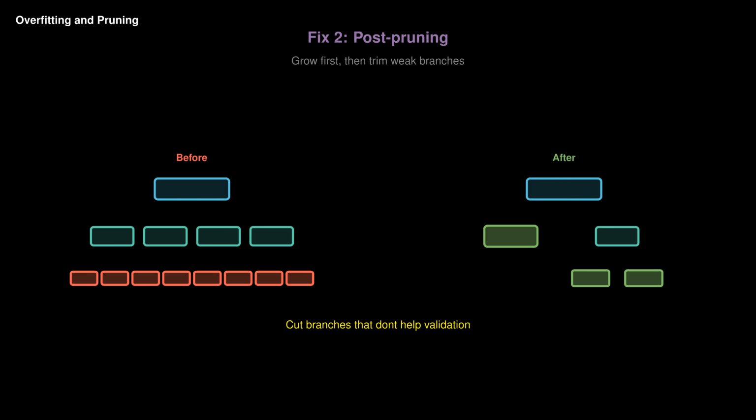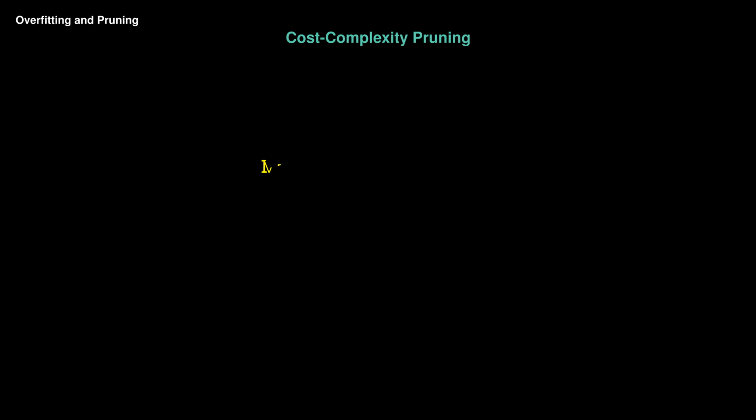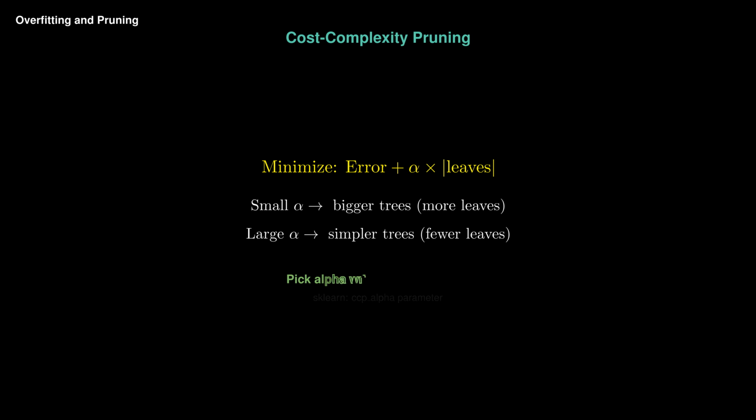The most popular post-pruning method is cost complexity pruning. It adds a penalty for complexity. The objective is minimize error plus alpha times the number of leaves. Small alpha keeps bigger trees. Large alpha favors simpler ones. You pick alpha using cross-validation. Try a range of values. Pick the one with the best average validation score. Scikit-learn calls this parameter ccp_alpha.